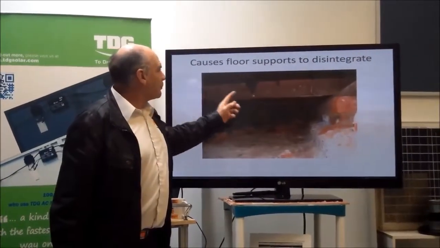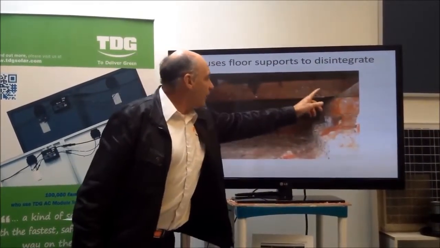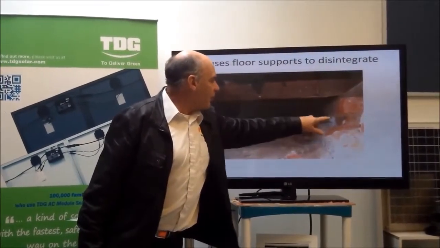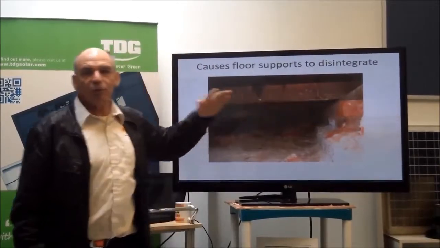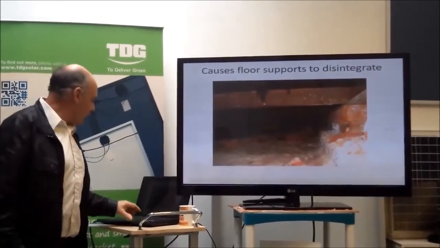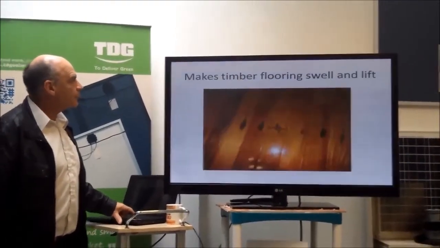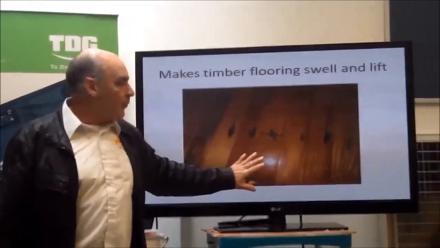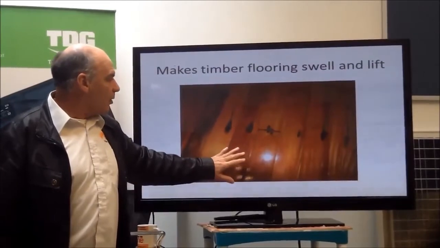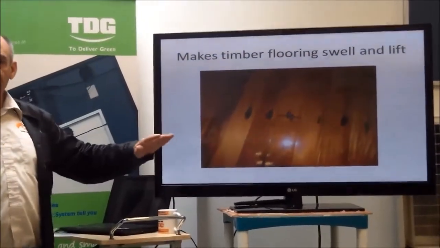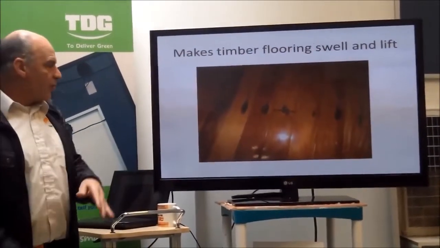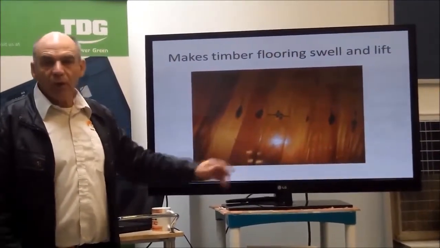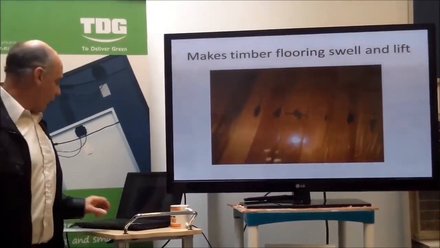Here, the joist is supposed to be on top of these bricks. These bricks have actually corroded and fallen down, so the whole floor will wobble and move when you walk on it. Here's an example where a beautiful timber floor has swelled and the timbers are moving up and it's not even anymore. Unless that's dried out, this floor will have to be totally ripped up and replaced.